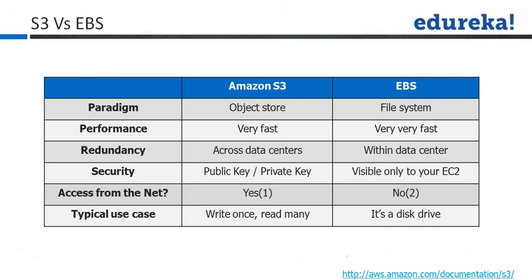Security wise, EBS you can only access from the EC2, so you cannot even access it from the internet directly, while S3 is accessed from the internet, but you can always set certain kinds of keys over there for your security. There is a concept called access policy which you can use over there. What is the typical use? Any static content storage and sharing. It is used write once, read many, while EBS is like your disk drive.